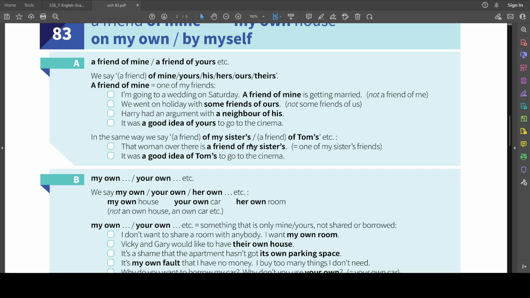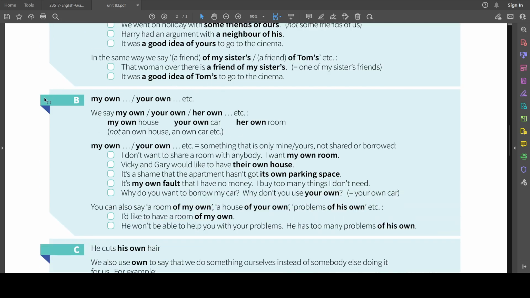Or we can say as well, that woman over there is one of my sister's friends. So check it out. This is another way. It has the same meaning, but a different way. With apostrophe s: It was a good idea of Tom's to go to the cinema.